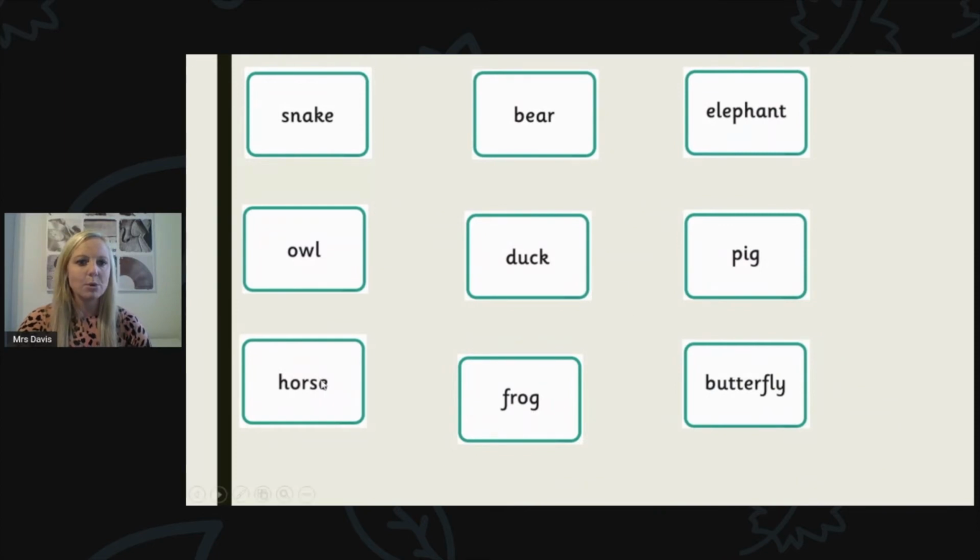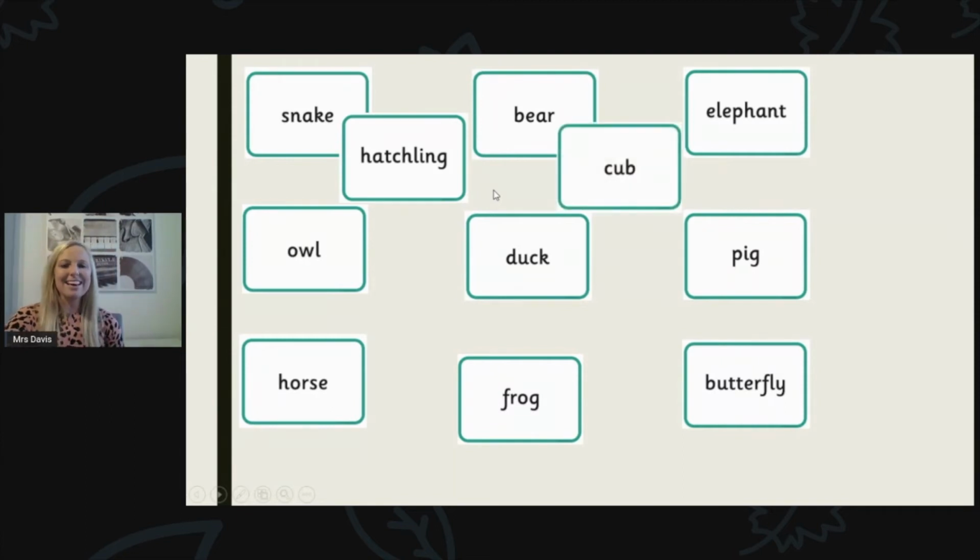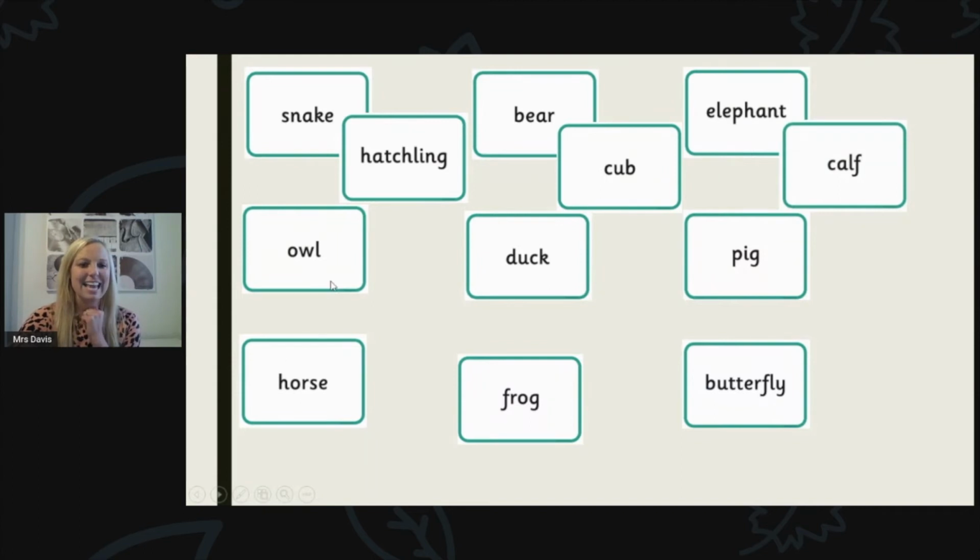So here are all our animals. Right, we've got a snake. Did you get a hatchling? Did you write snake and hatchling down together? Hopefully. Well done if you did. Right, what about a bear? A cub. Well done. An elephant. Can anyone remember what a baby elephant is? A calf. Fantastic. And what about an owl?